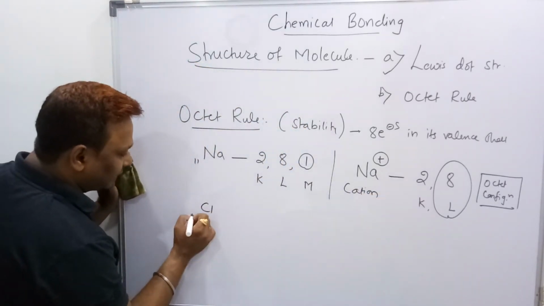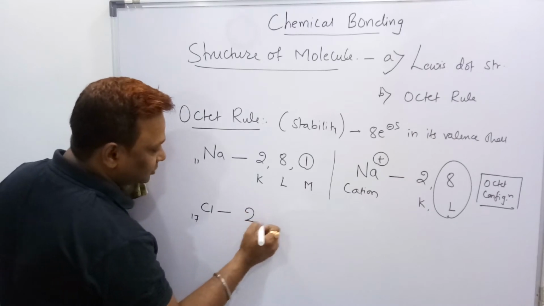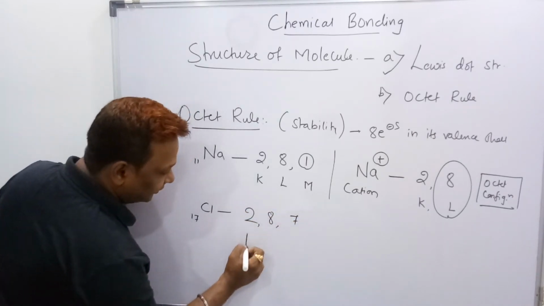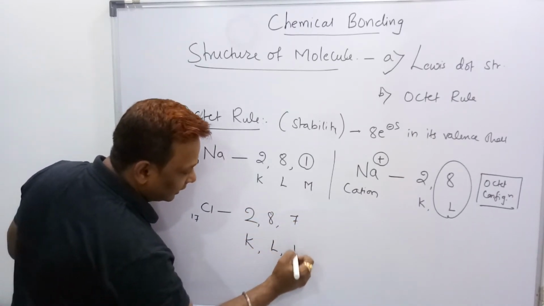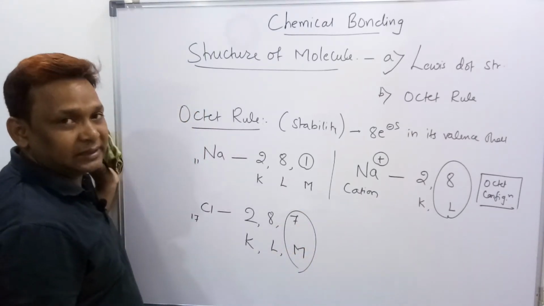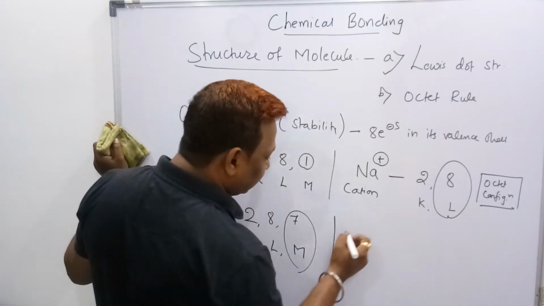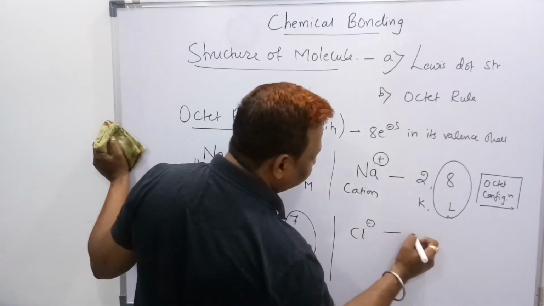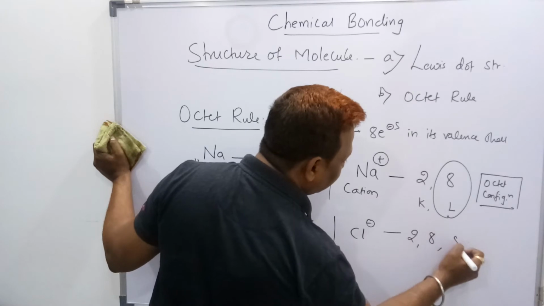Second example of chlorine, atomic number 17. Configuration is 2, 8, 7. First shell K, second shell L, valence shell M. Check it here in the valence shell. How many electrons are there? 7. So it will also get the stability by gaining 1 electron, and now configuration becomes 2, 8, 8.